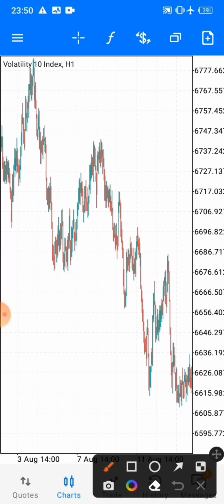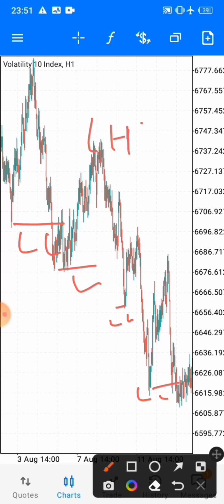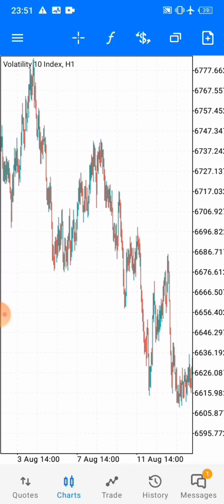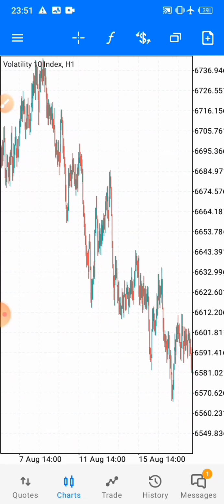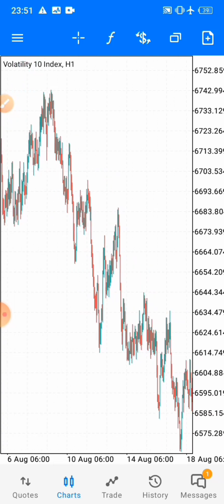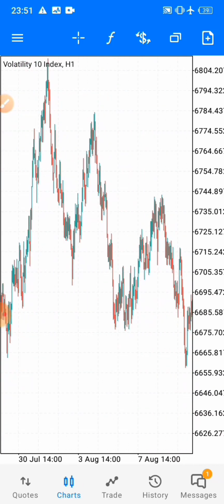So for market structure, as you can see here, we're in a downtrend. We're breaking lows, creating a series of lower lows and a series of lower highs. So here we are looking for sell setups only because we're in a downtrend. That's it for the first part. Firstly, you just have to identify the trend.